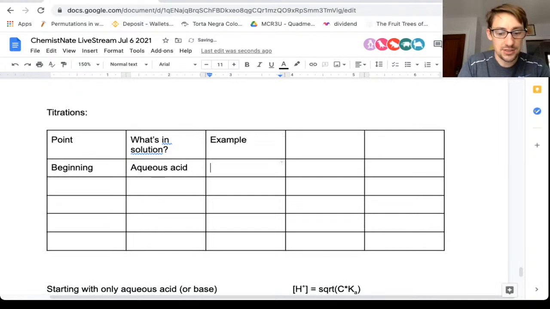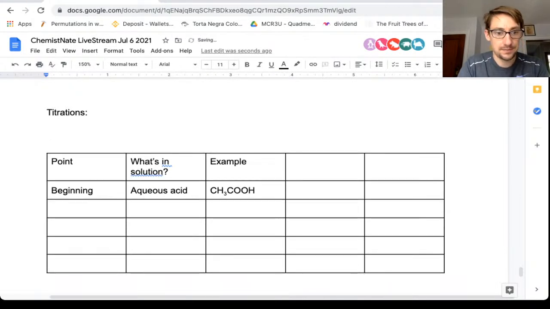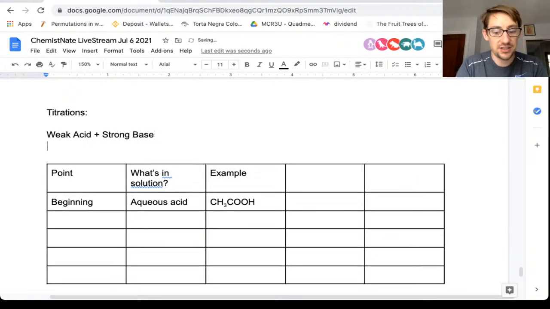Okay, let's say we're starting with CH3COOH, acetic acid. That is a weak acid. We'll do a weak acid and a strong base just to start. You'll start to see the pattern in just a moment. I'll use NaOH because it's classic as well.